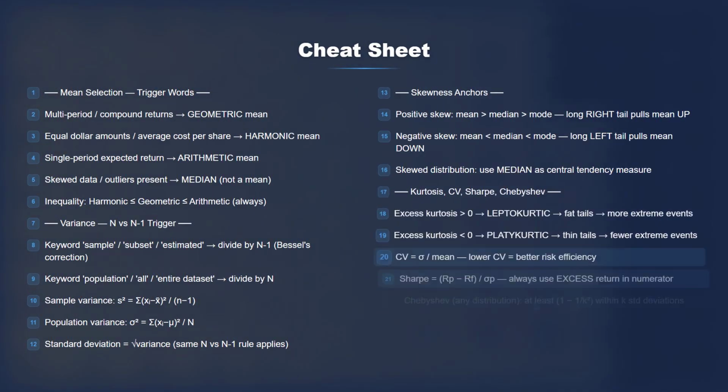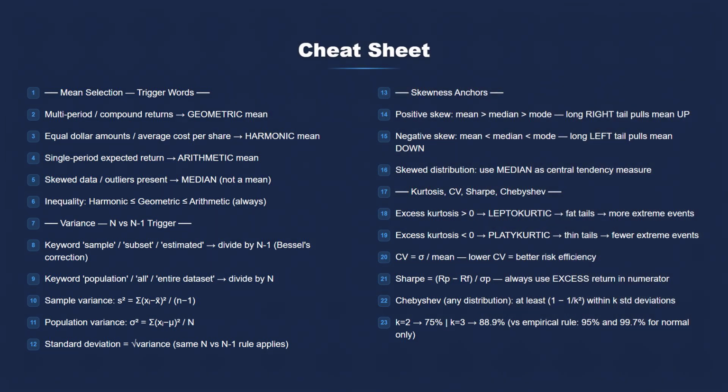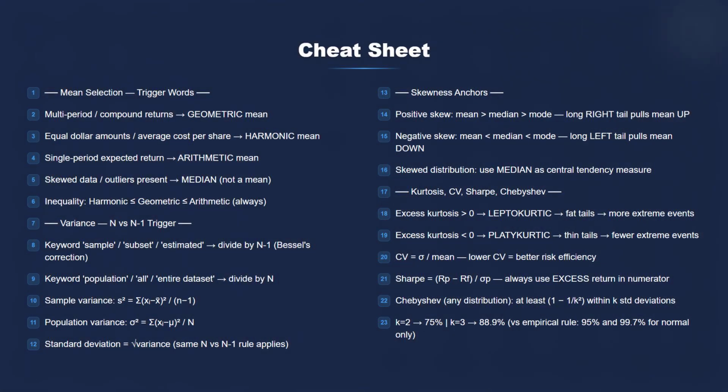Screenshot this. Every trigger word, every formula, every trap, on one page. Central tendency decision tree. Multi-period compound returns, geometric mean always. Equal dollar amounts at varying prices, harmonic mean always. Single period expected return, arithmetic mean. Skewed data or outliers, use the median instead of any mean.